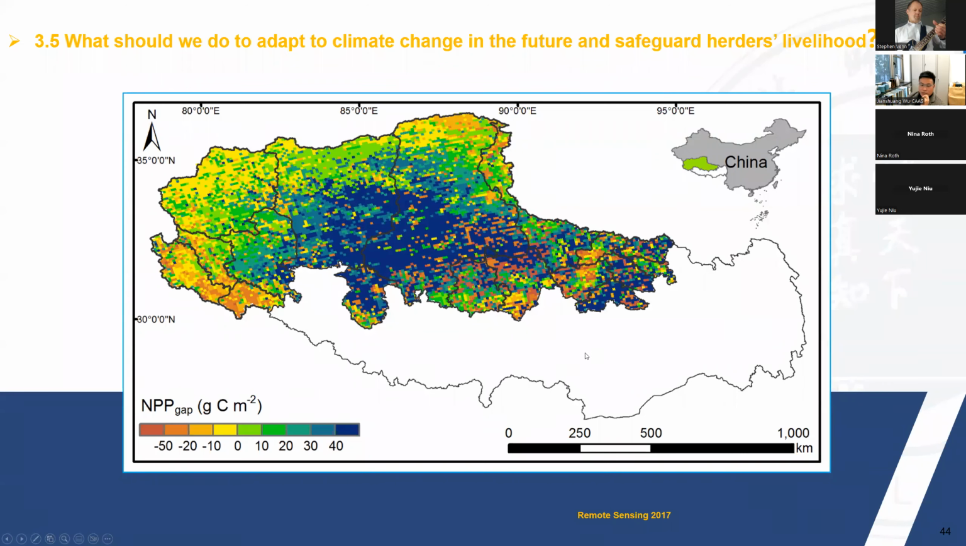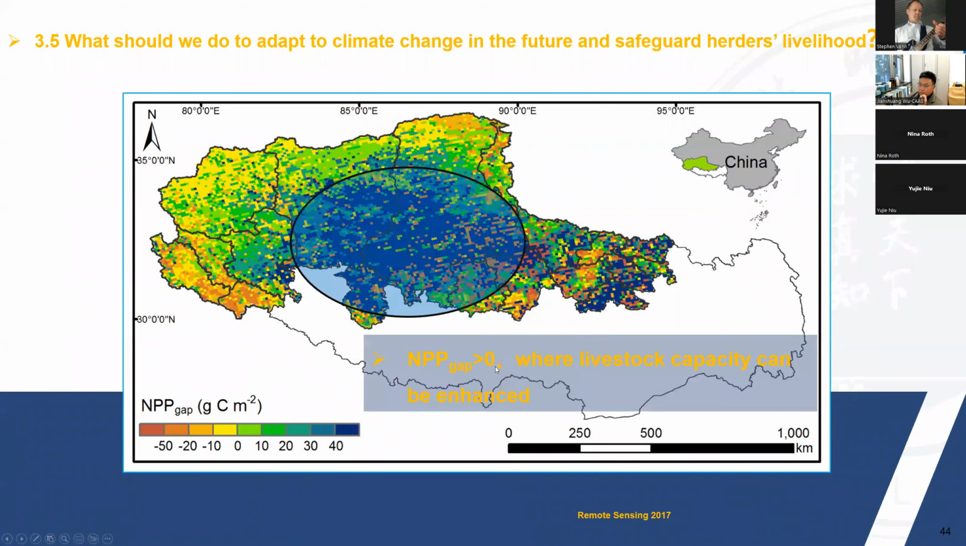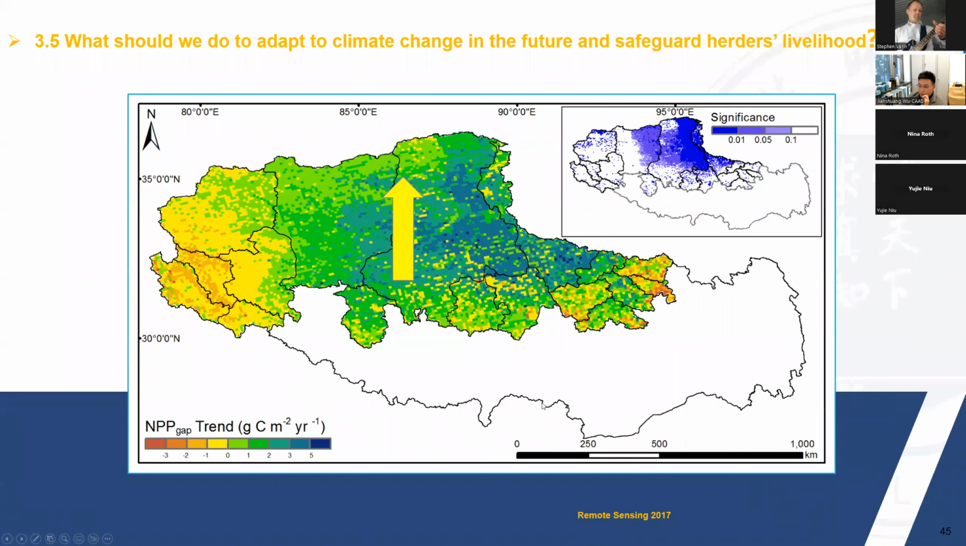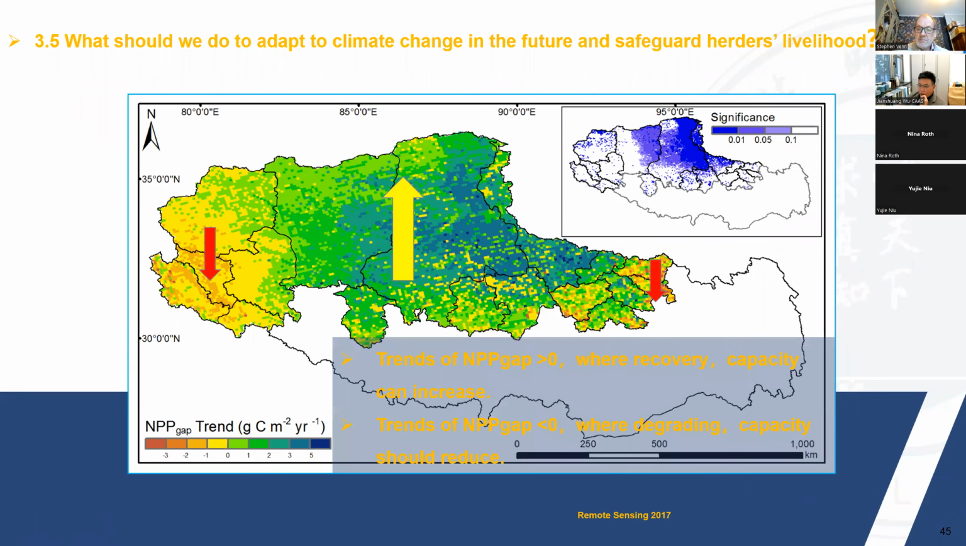And also some nested pastures have an MPP gap value smaller than 0. So where the MPP gap is larger than 0, the livestock capacity can be enhanced. We also estimated the trends of the MPP gap. In this area the gap is also enlarged. So this means the capacity can be increased. So this is how we should manage livestock numbers.